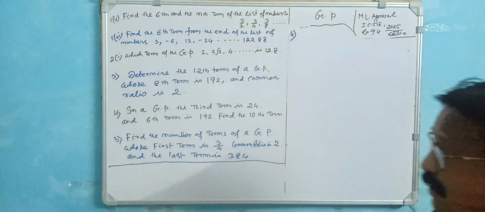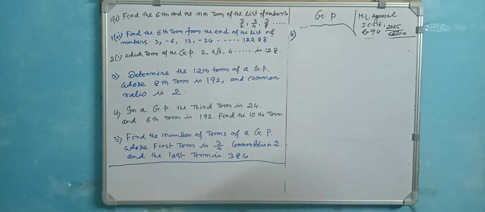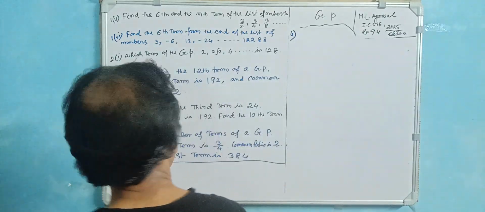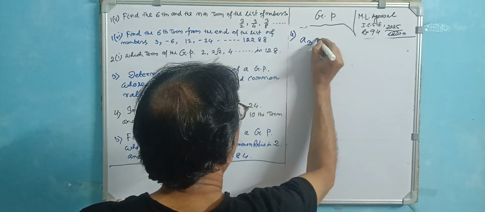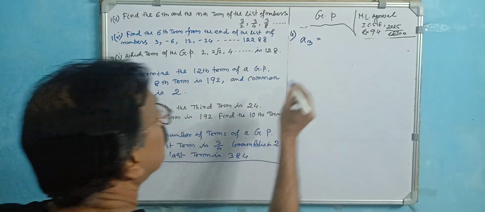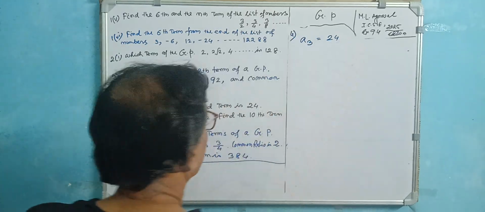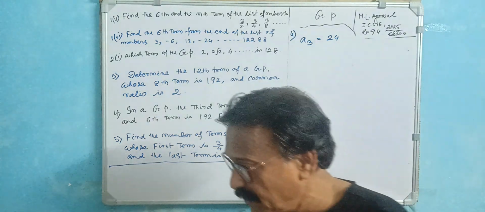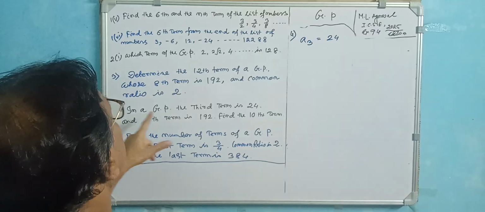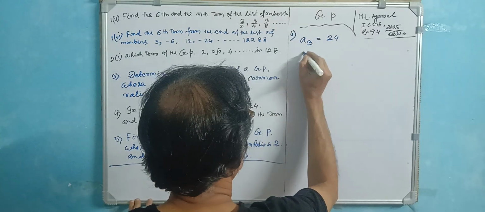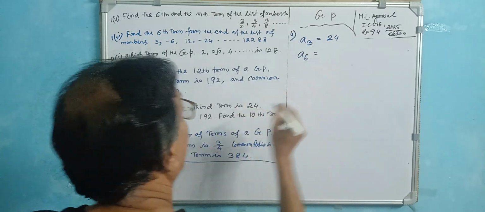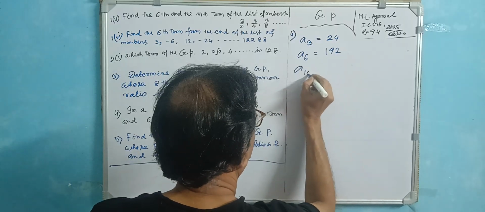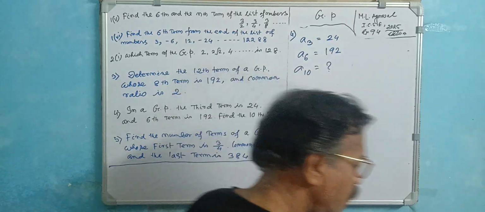In a GP, the third term is this, sixth term is this. Find the 10th term. Very interesting. In a GP, the third term, you write A3, the value of A3 actually. In a GP, the third term is 24. Okay, no problem. First you write the given data. In a GP, the third term is this, and A6 is 192. Find the 10th term. This is the sum, no problem.